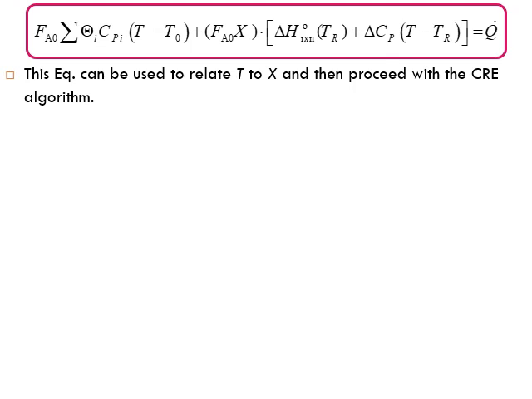Remember, Shabab, the whole rationale of us being in this chapter is that we needed an equation for T. So we can use this equation to find an equation for T as a function of X. And then we can continue with our CRE algorithm and solve the unknowns and design the reactor.